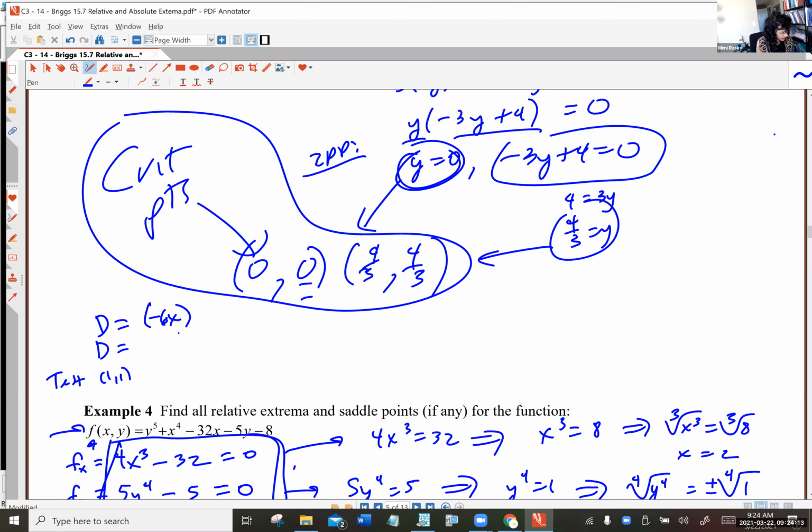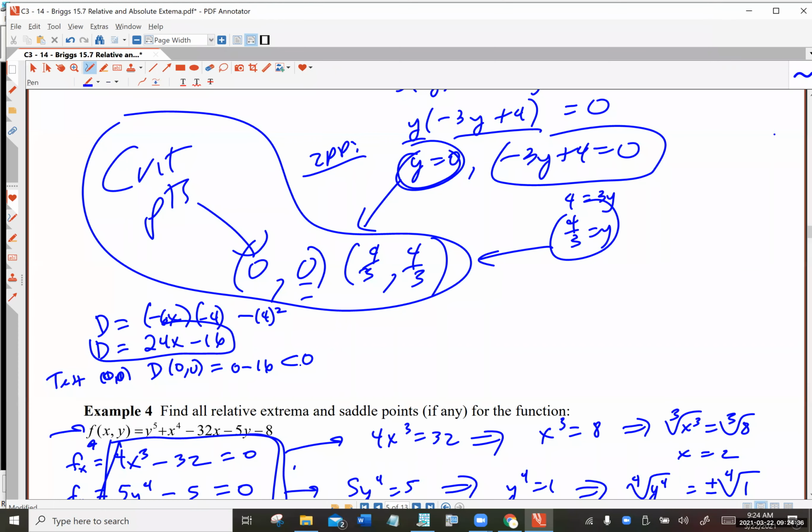Sorry, negative 6x is the correct fxx. Negative 4 is the correct fyy. And then fxy is 4. So my D is 24x minus 16. There's my D. Let's test the point (0, 0). When you plug (0, 0) into your D, I get 0 minus 16, which is a negative number. So if you check the theorem, when your D is negative, it doesn't mean you have a relative max or min. You have a saddle point.